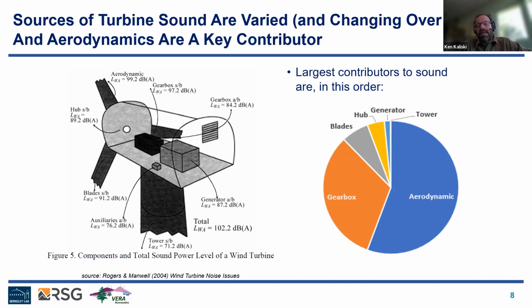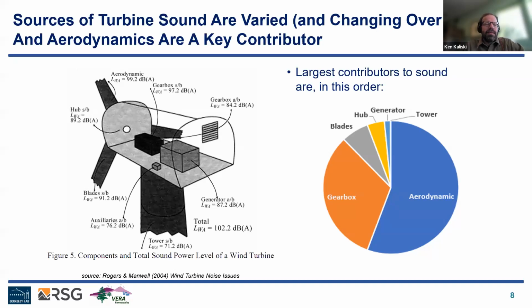It's likely, though, that aerodynamic sound is increasing from these modern generation of wind turbines because there's just more blade area. The tip speeds are higher, and so we expect that aerodynamic sound is a much larger component with larger wind turbines.